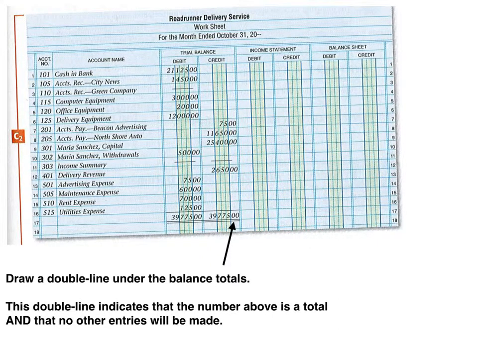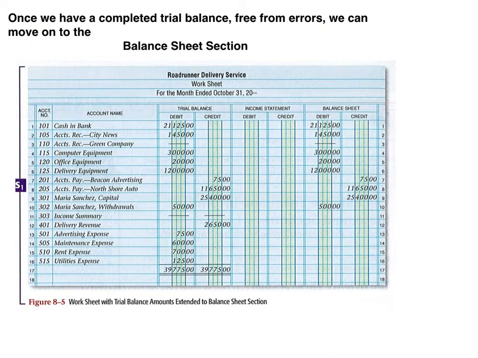Now, once you get matching debit and credit balances, we're ready to move forward. The next step, we draw a double line under the balance totals. This double line indicates that the number above it is a total and that no other entries will be made. Once we've completed the trial balance, free from errors, we move on to the balance sheet section.